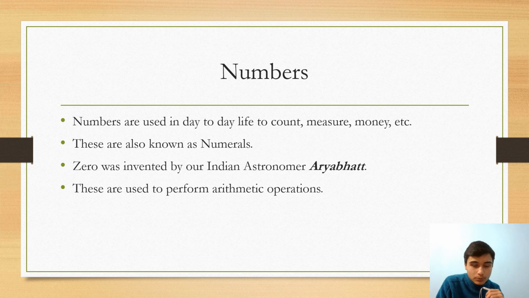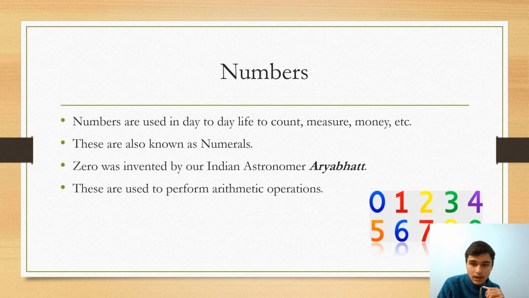Now, these are used to perform arithmetic operations. As we know, arithmetic operations are addition, division, multiplication, and subtraction. So arithmetic operations are possible due to numbers only. So now let's move forward to understand what are the types of numbers. Here you can see numbers say 1, 0, 1, 2, 3, 4, 5, and again the pi value, root 2, root 3, and let's understand.